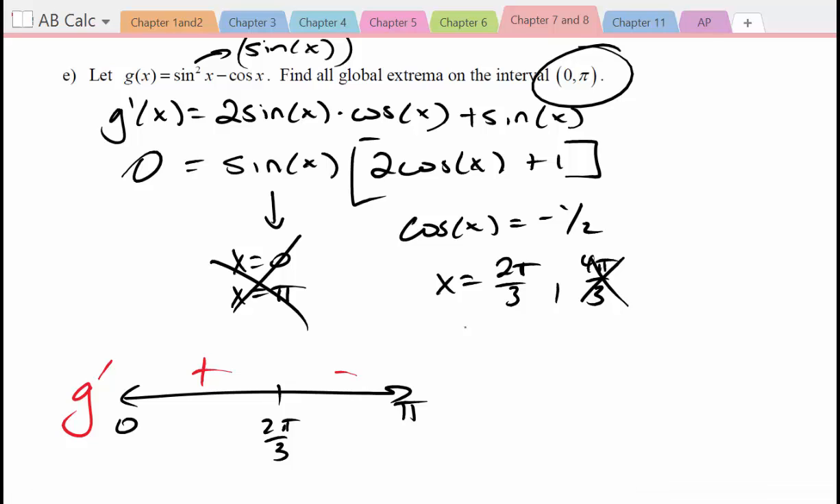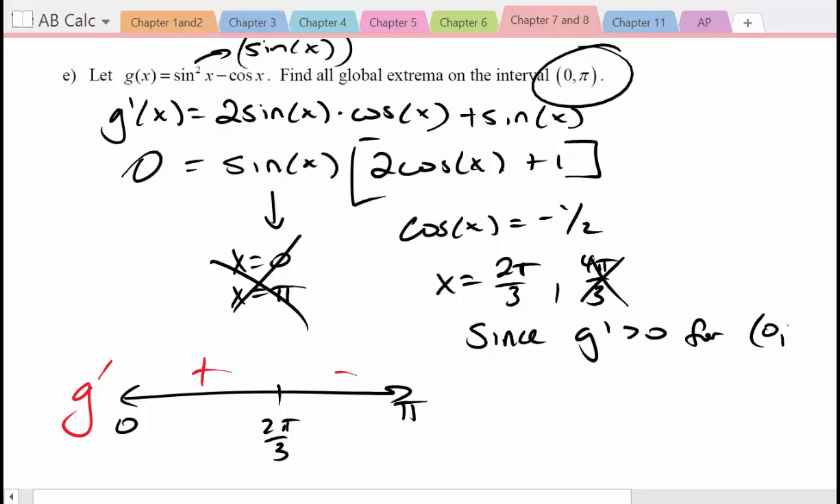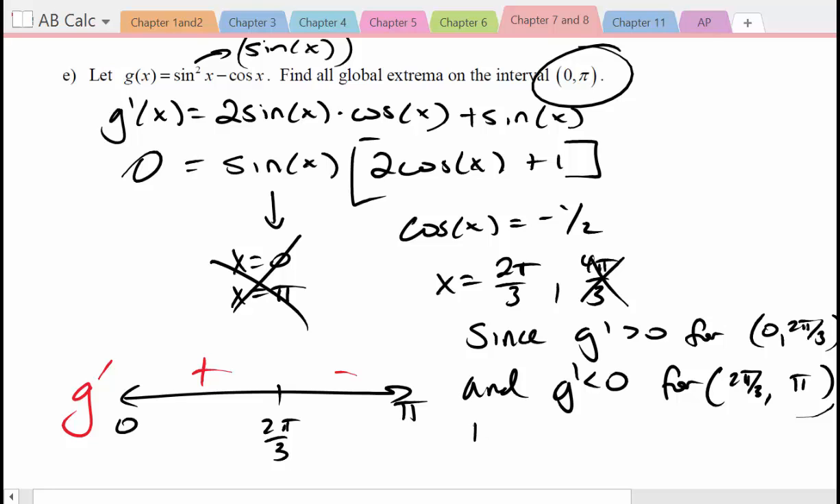So, since g prime is positive for the interval 0 to 2 pi over 3, and g prime is less than 0 for the interval 2 pi over 3 to, not infinity, but rather pi, there exists a global max at x equals 2 pi over 3.